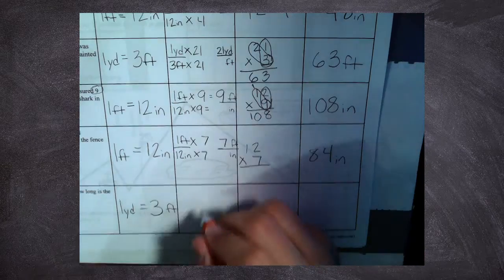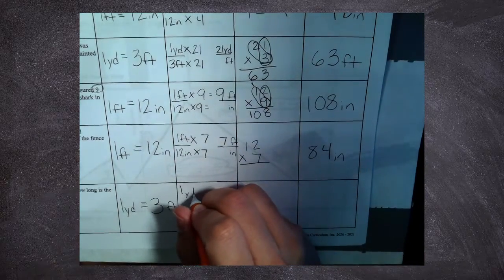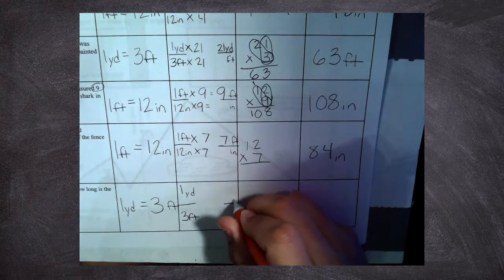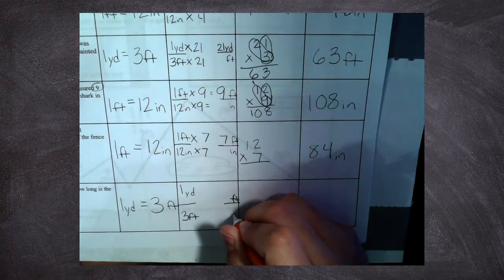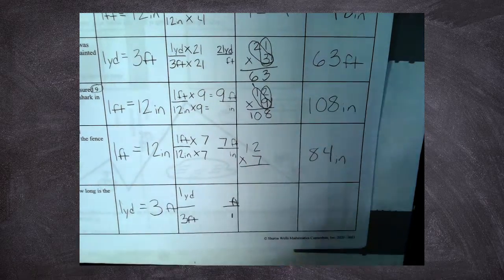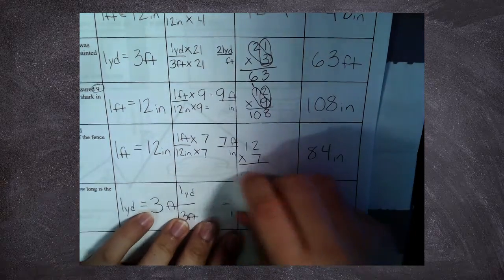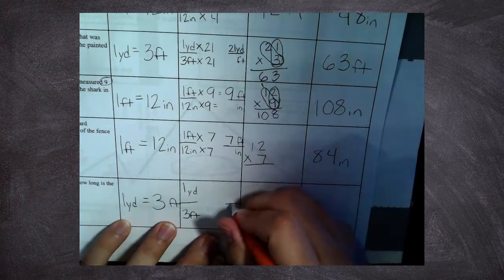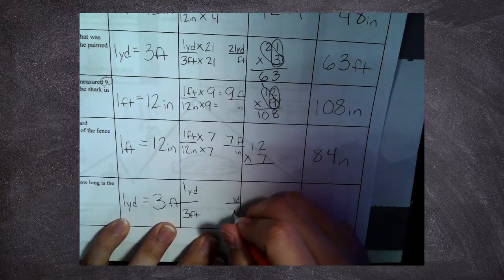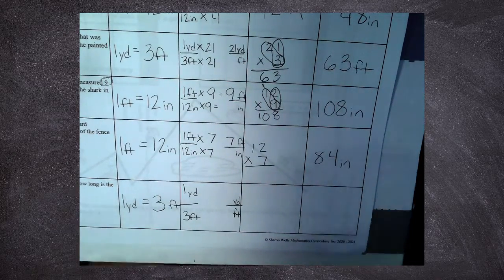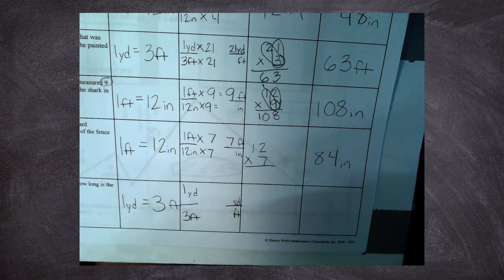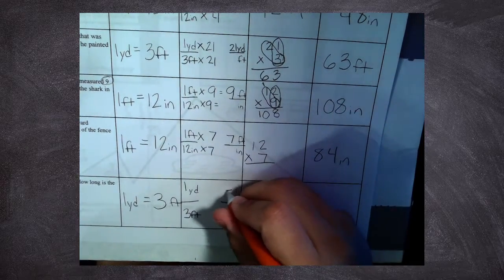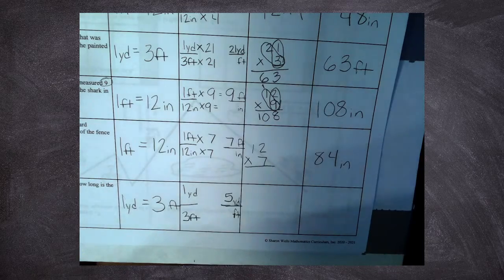So I've got to plan this out. If 1 yard is equal to 3 feet, well, I can use that to figure out... feet shouldn't be on the top. Yards should be on the top. But if 1 yard is the same as 3 feet, I can use that to figure this problem out. When they measured the jump rope, it wasn't just 1 yard, it was 5 yards.